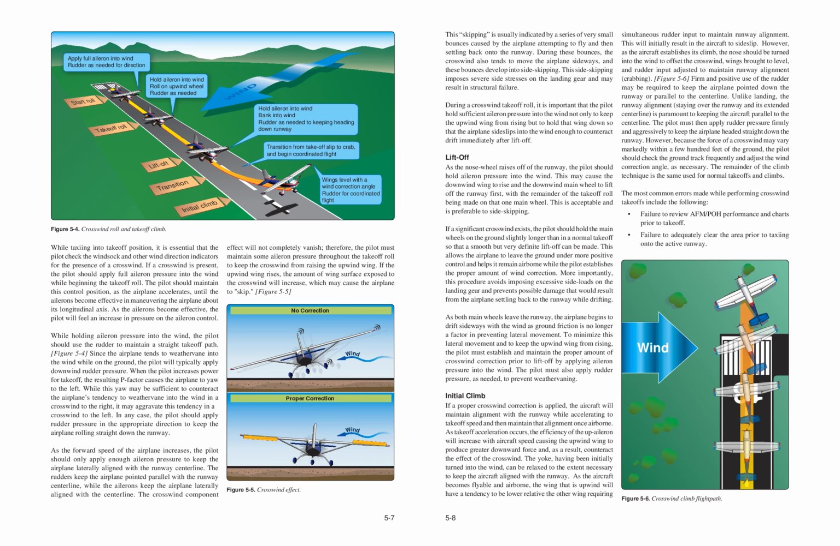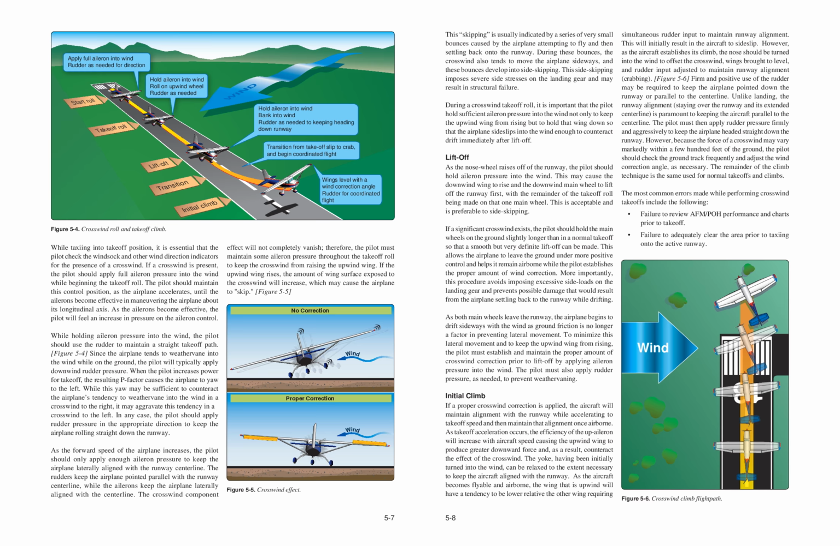Figure 5-4. Since the airplane tends to weathervane into the wind while on the ground, the pilot will typically apply downwind rudder pressure. When the pilot increases power for takeoff, the resulting P factor causes the airplane to yaw to the left. While this yaw may be sufficient to counteract the airplane's tendency to weathervane into the wind in a crosswind to the right, it may aggravate this tendency in a crosswind to the left. In any case, the pilot should apply rudder pressure in the appropriate direction to keep the airplane rolling straight down the runway. As the forward speed of the airplane increases, the pilot should only apply enough aileron pressure to keep the airplane laterally aligned with the runway centerline.